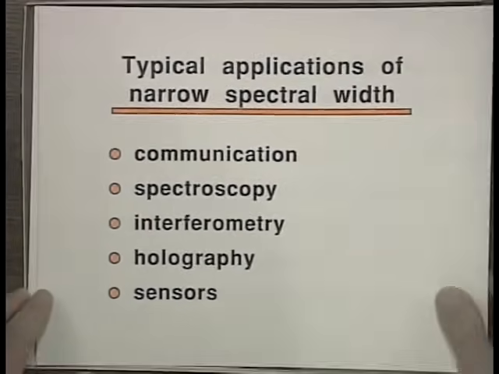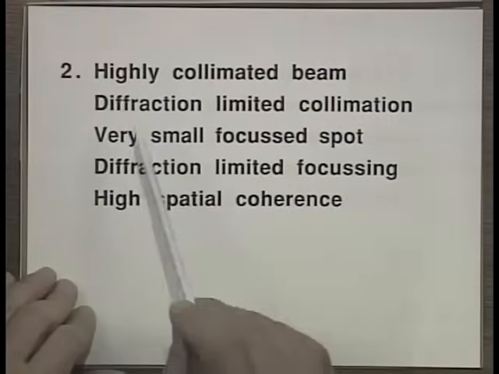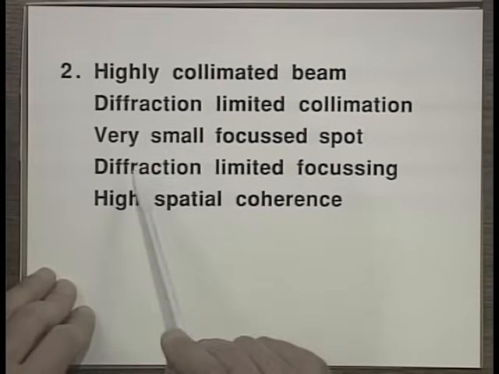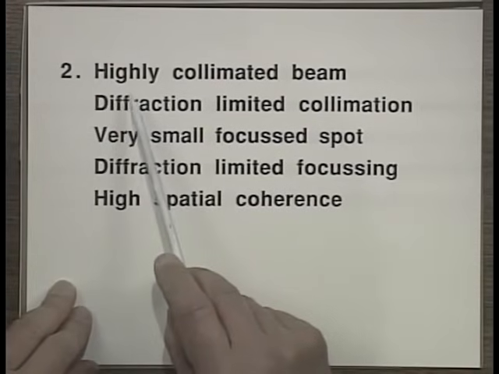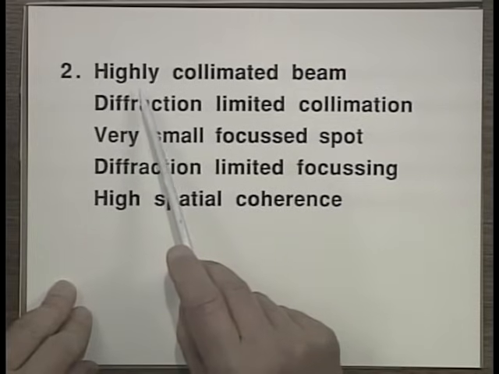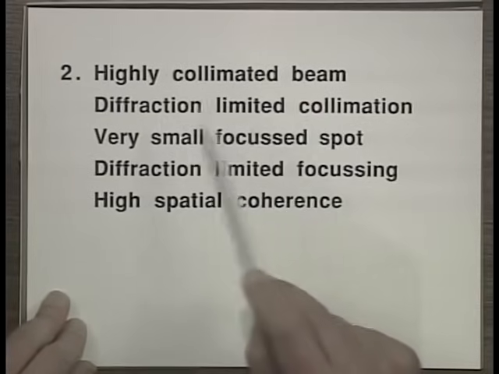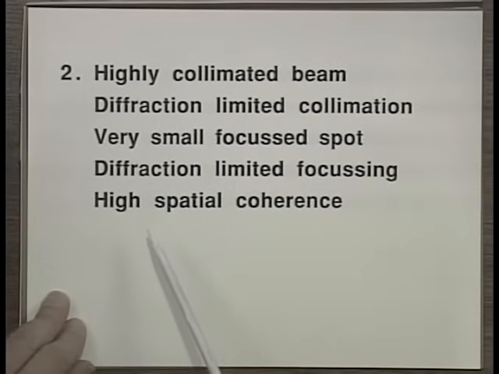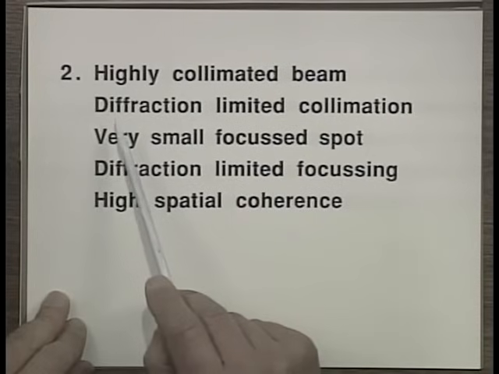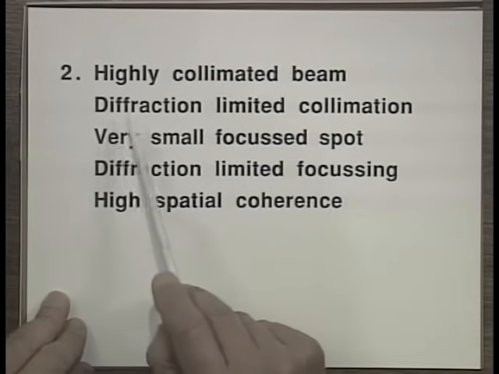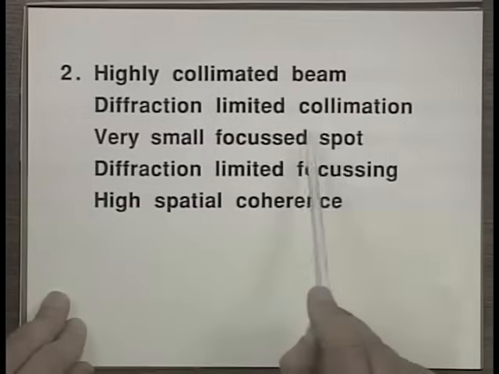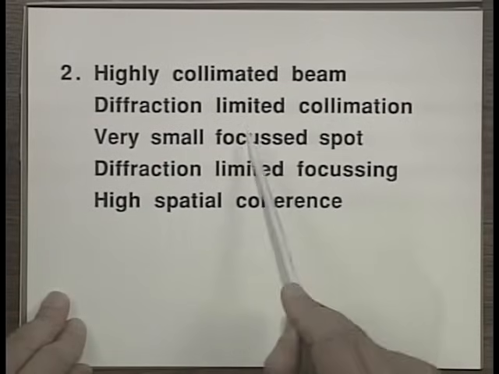Now, what I'd like to do is discuss what I call the second unique property of lasers. Here it is. There are many ways of describing it. One way is that the laser has a highly collimated beam, and we've seen that in laser shows. Other people may use better scientific language and would call it diffraction-limited collimation. And we want to know what that means.